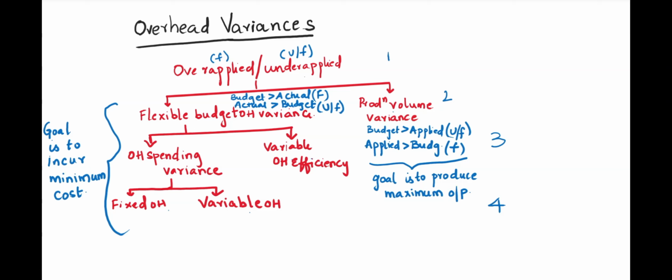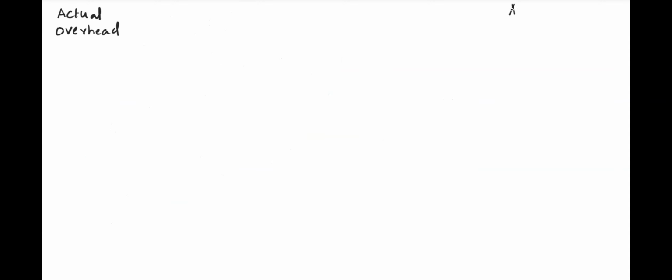Don't be overwhelmed by this whole topic, that this is split into two, this is split into three. Let's go ahead and create a chart to find out what is over applied, what is under applied, and how you find all of these variances. This is my applied overhead. What is my actual overhead? Actual amount spent on fixed and actual amount spent on variable. What is my applied overhead for fixed and variable?